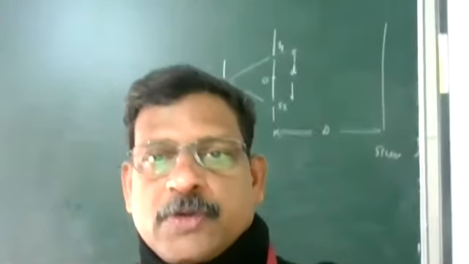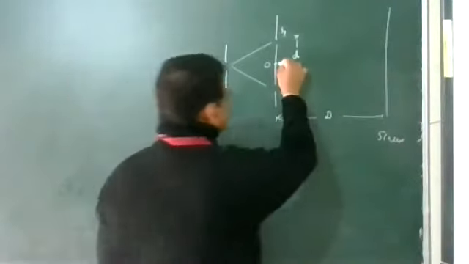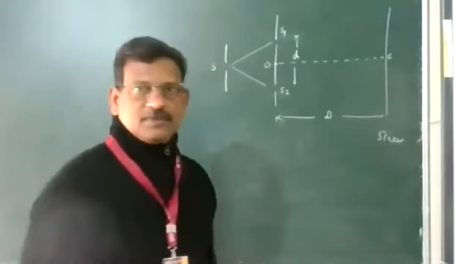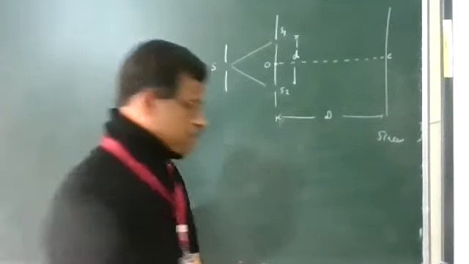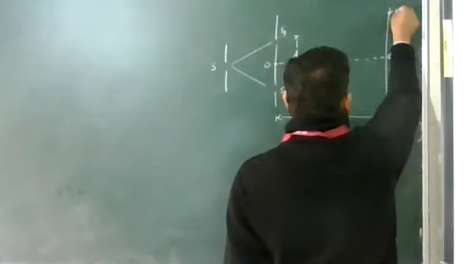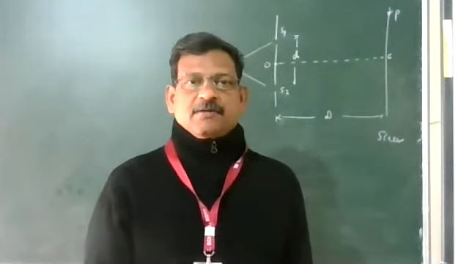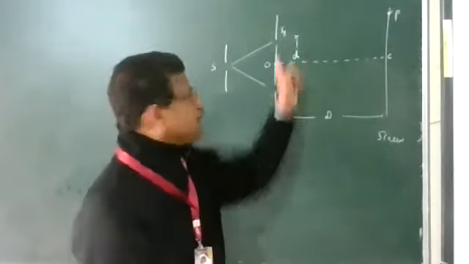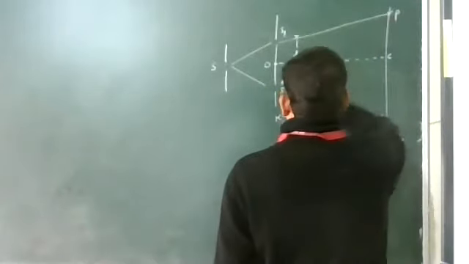So if you draw a normal from O to the screen, mark this point as C, the center of the screen. Take any point P on the screen. Okay, this is the point P on the screen. The point P can be a bright region or dark region depending upon the path difference between the waves coming from S1 and S2. One wave is coming from S1 reaching here, another wave is coming from S2 and reaching the point P.